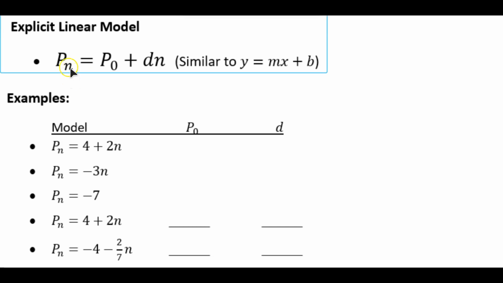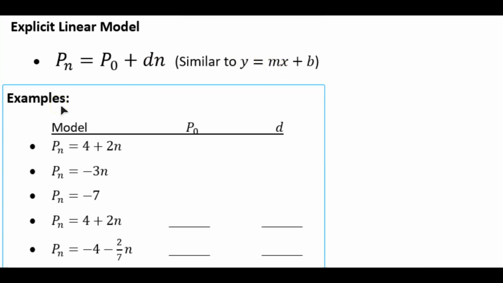Now the n is the independent variable, and it stands for the number of the term that you're looking at. Therefore, P sub 0 is the 0th term, so that's the initial term. And d is the common difference, and it's similar to the slope.